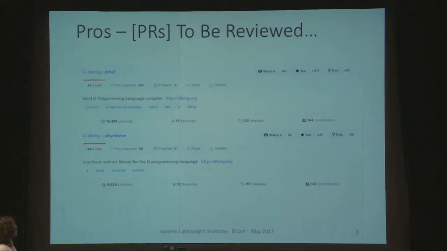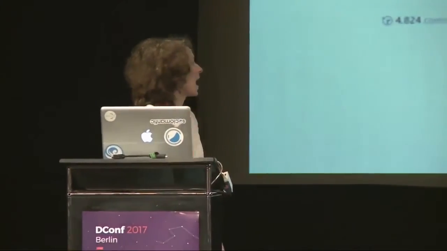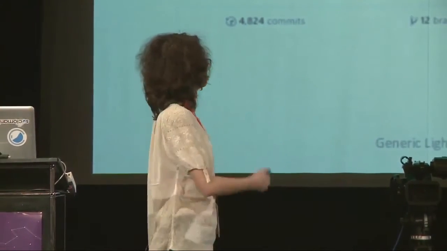We have 160 pull requests for DMD and almost 3 times less for DRuntime. That's 69. What do you think about these numbers? Is it that DRuntime has less active contributors? Okay, so those DMD pull requests are not new, and they've not appeared like mushrooms all over the night.